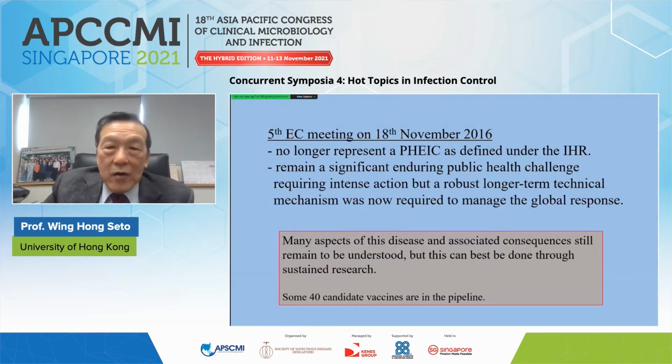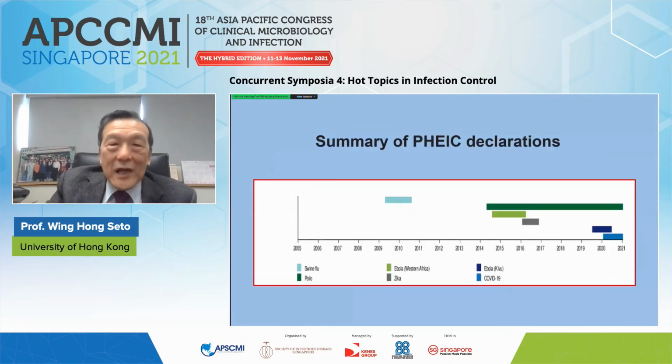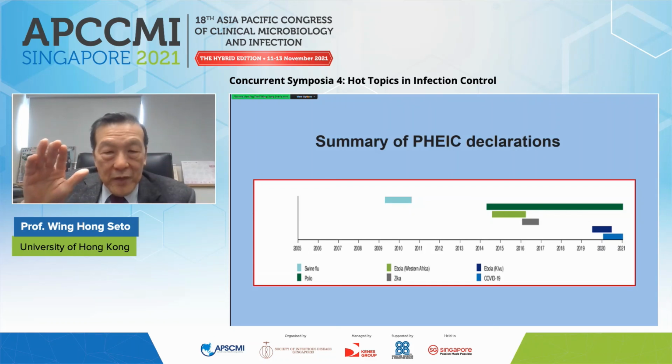And so they declared it over quite soon, in November, and then they put it onto a research protocol. All right, that's how it's usually done. Once it's over, they put it onto a research protocol. Okay, now there you are. There are 6 PHEICs declared so far. But the moment a PHEIC is declared, for us in infection control, the most important point is that guidelines will be available. So go to the website and get it.